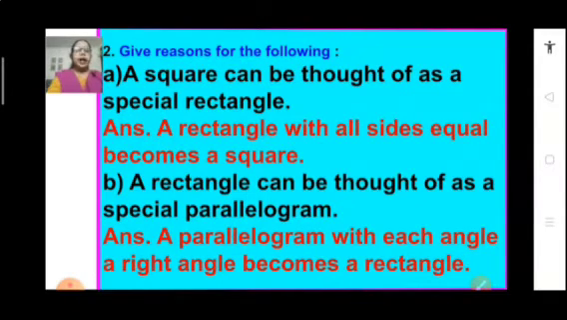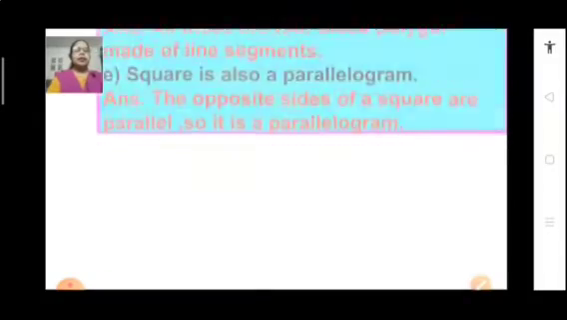B. A rectangle can be thought of as a special parallelogram. So let's think first, what is the difference between a rectangle and parallelogram? In a parallelogram, opposite angles are equal, whereas in a rectangle all the four angles are 90-degree angles. So if we have a parallelogram with all the angles as right angles, then it becomes a rectangle.